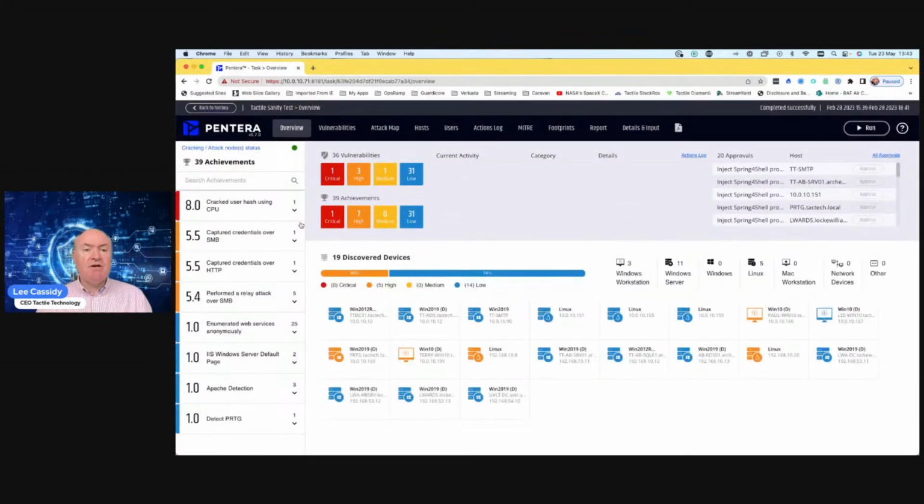So the actual screen itself is designed to be readable by non-cyber people, so you've got a good understanding of what's happening. On the left-hand side, we've got two things. We've got achievements and we've got vulnerabilities. So we can see from this we've got 39 achievements, and the score goes up to 10. So the higher the number here, the greater the score. So in this case, it's an 8.